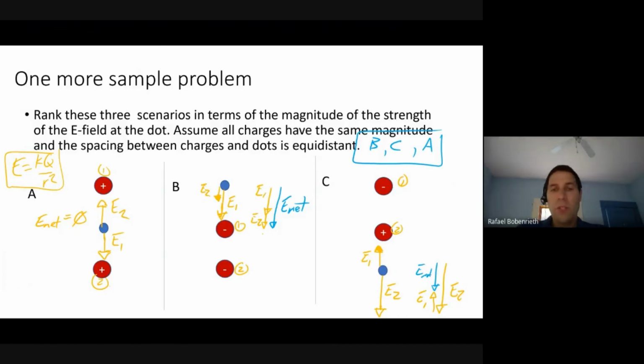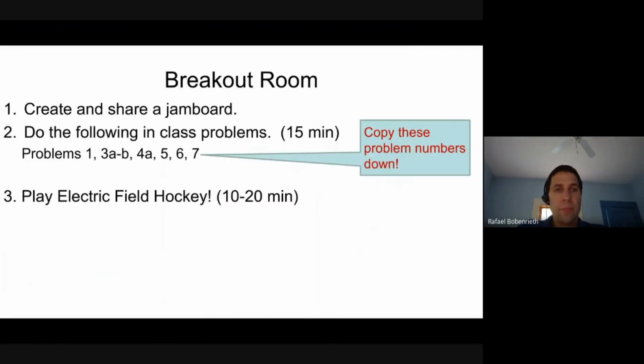So in the breakout rooms, you're going to do two things. You're going to create and share a Jamboard, because there are these in-class problems located on the blog. They're there right now. Copy these numbers down because I don't want you to do all of them. I just want you to do these select numbers: 1, 3A and B, 4A, 5, 6, and 7. Spend roughly 15 minutes working together as a group on your Jamboard, doing those problems.